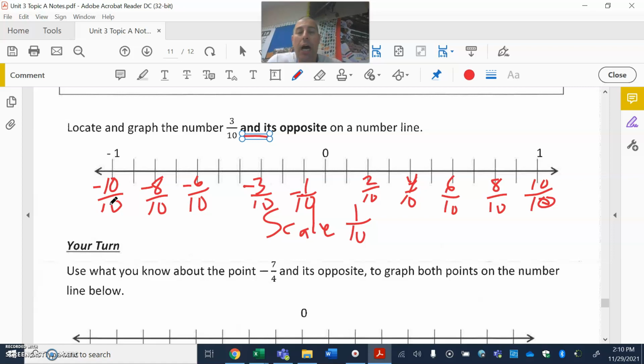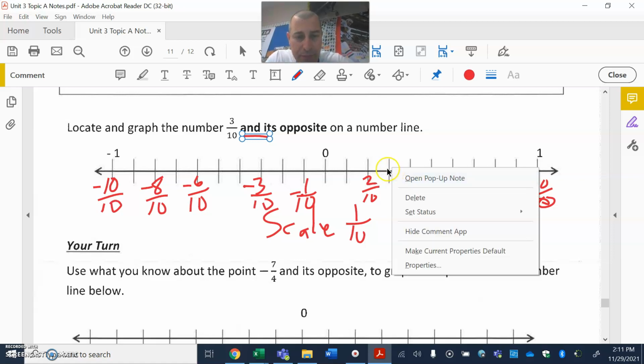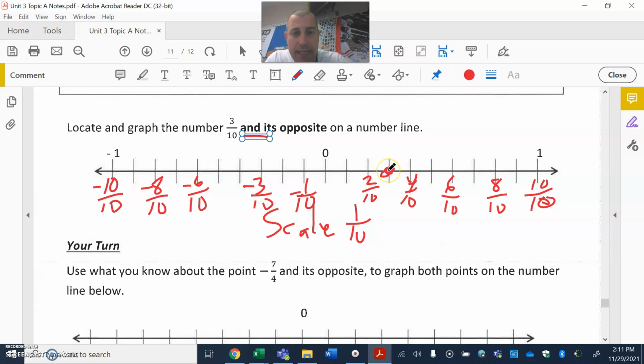So again, when we're going to come to graphing here, that's what we're looking to do. So graph 3/10. So there's my 3/10. And then it's opposite, so negative 3/10. And there we are. Anytime we talk about the number, we like to fill it in. So I'm going to squeeze them in there because we were talking about them.